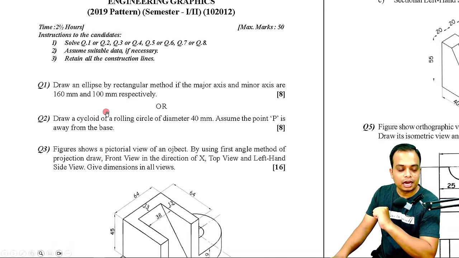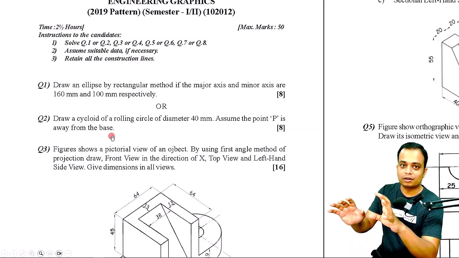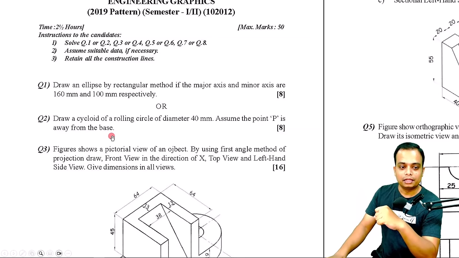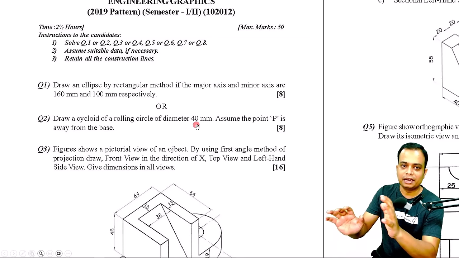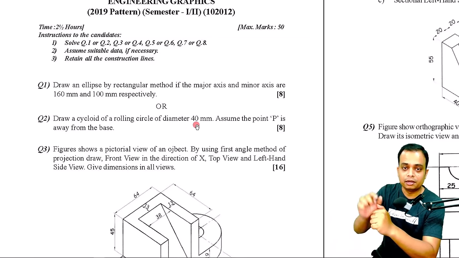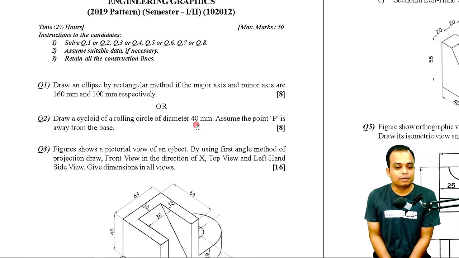So, here we have question number 2. Draw a cycloid of a rolling circle of diameter 40 mm. Assume the point P is away from the base. Now, some of the students who have not read the chapter well will assume that we need to create a cycloid, as has been clearly written, with the rolling circle's diameter being 40 mm. So, they are going to apply the entire process of cycloid construction. But this is a special case of a cycloid. What is that special case?